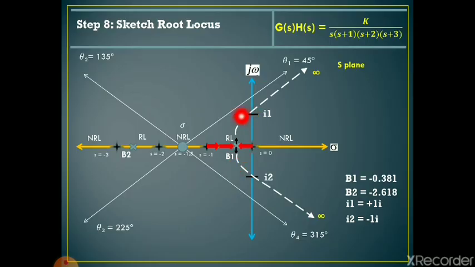Now here you can observe, very important, when it approaches infinity, it will cross the imaginary axis, yes or no? And that crossing of the imaginary axis, or the intersection with the imaginary axis, should happen at 1i. Again you can observe here, the branch which is following the angle of asymptote 315 degree will also intersect the imaginary axis, or will cross the imaginary axis, and that crossing or intersection should happen at minus 1i.